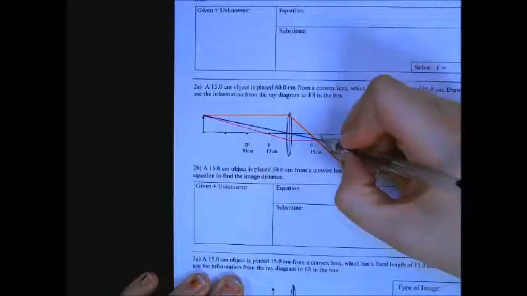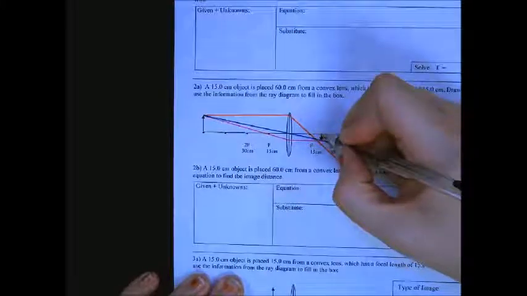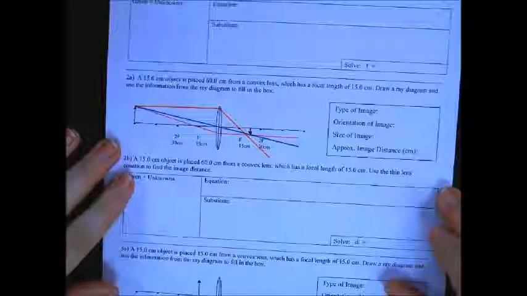Where the three lines intersect, that's the position of our image. So we're going to draw our image right there. Since it came from the point, then we're going to draw from the optical axis to that intersection, and that will be the point of the image.